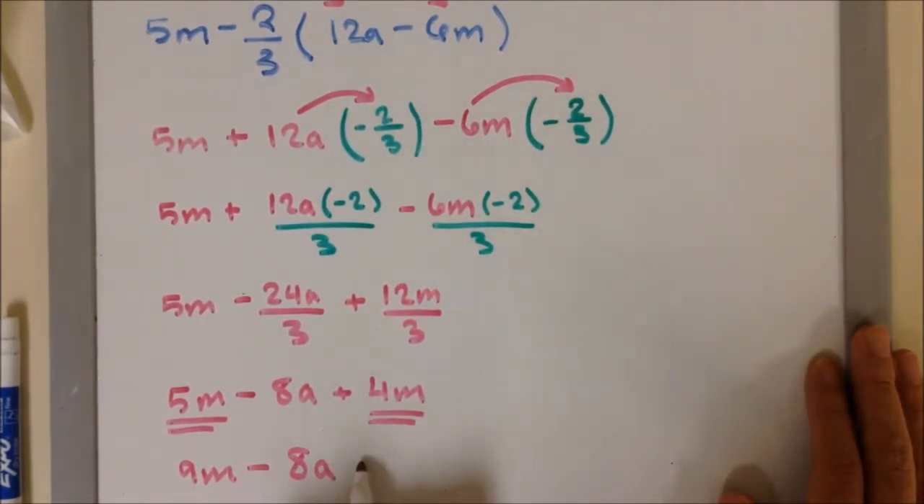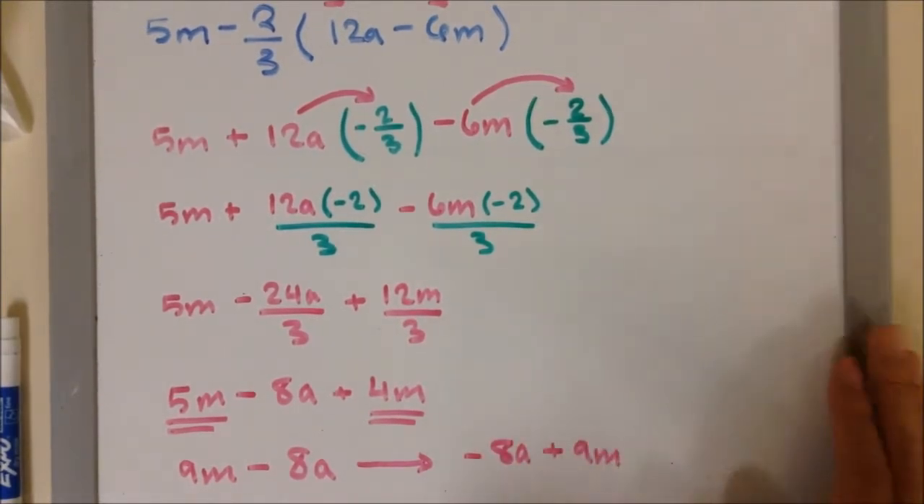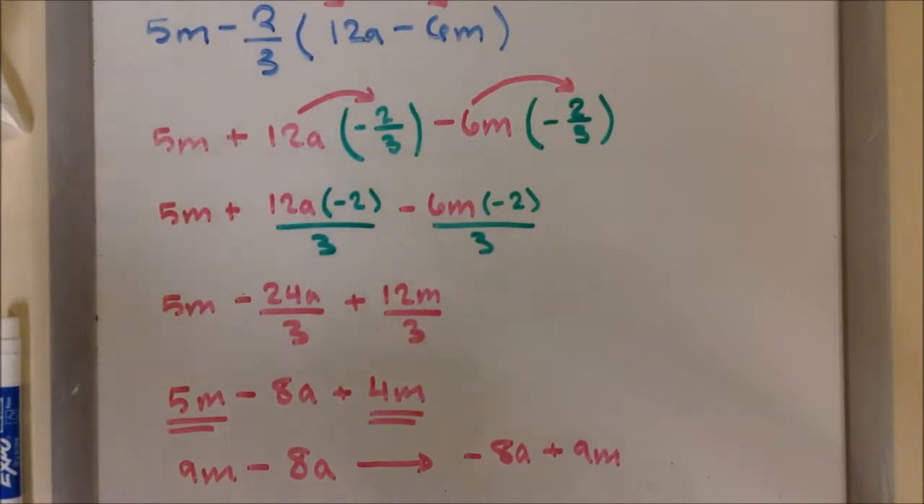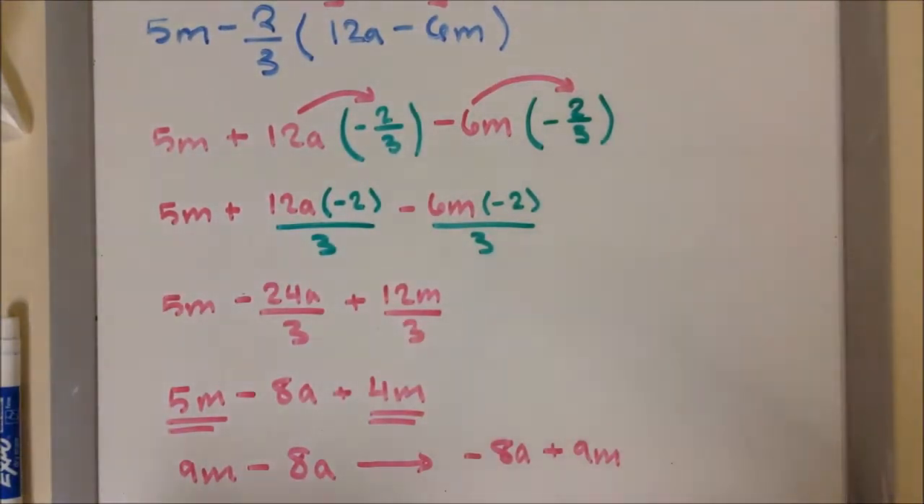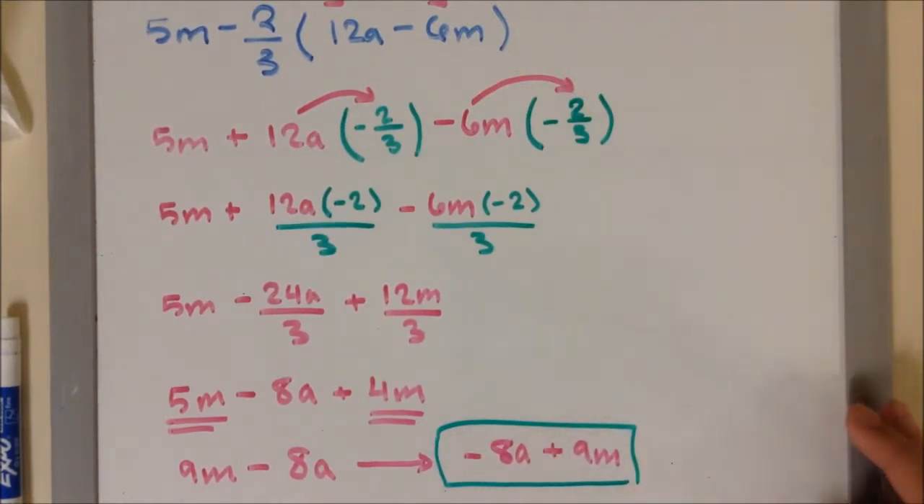But to finalize our answer, we usually put it in ABC order. So I'm going to put negative 8a, remember it has a minus right here, so it's negative 8a, and then positive 9m, so that's plus 9m. So I put our answer in ABC order, and this is our final answer. Negative 8a plus 9m.